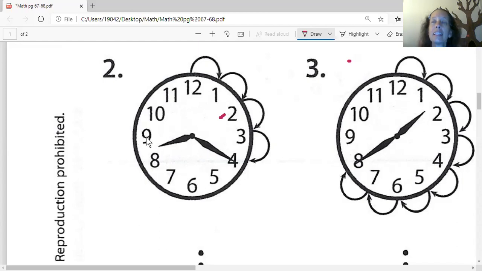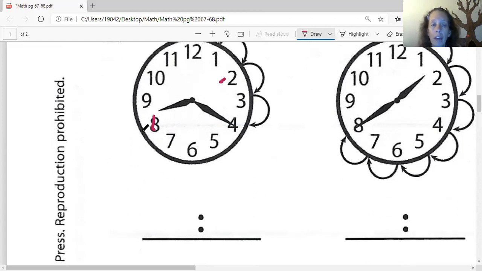8 and 9. So we always take the number that it's after. Is this hand after the 8 or after the 9, Rylan? It is after the 8. Very good. So that's how I know what hour I have. So my hour is going to be 8. Write that in for me, everyone.